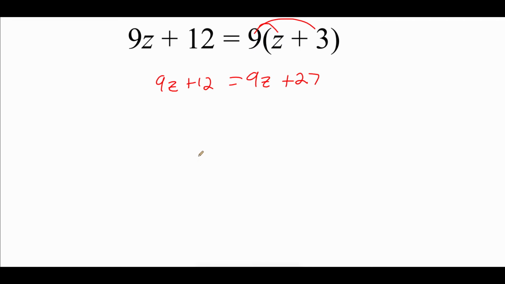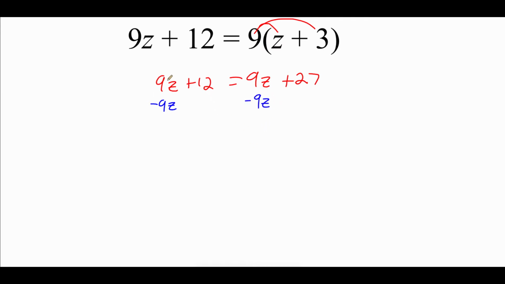Now, I want to get my variables on the same side. And normally I like to move the smaller of the two variables, but if we look, both of these variables are exactly the same size. So it really doesn't matter which one to move. So I'm going to subtract 9z from the left-hand side. And whatever I do to the left side, I also have to do to the right side. So I'm going to subtract 9z over there.